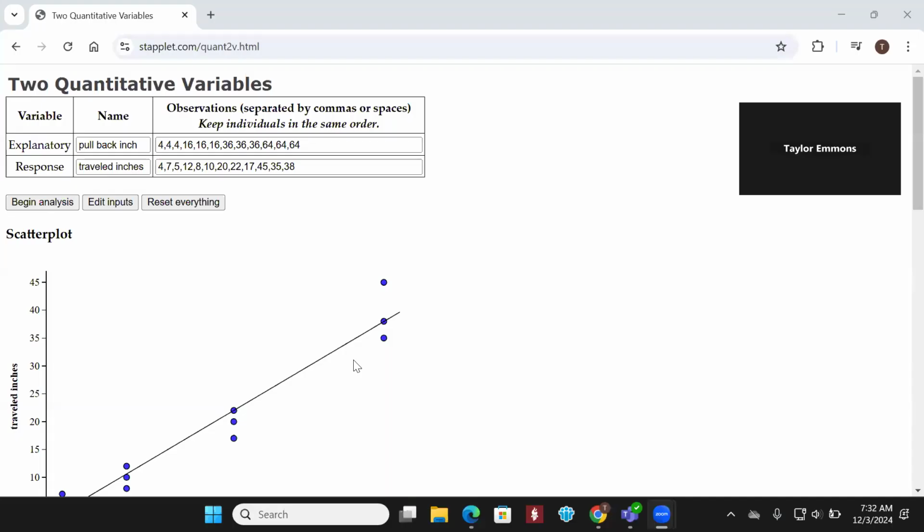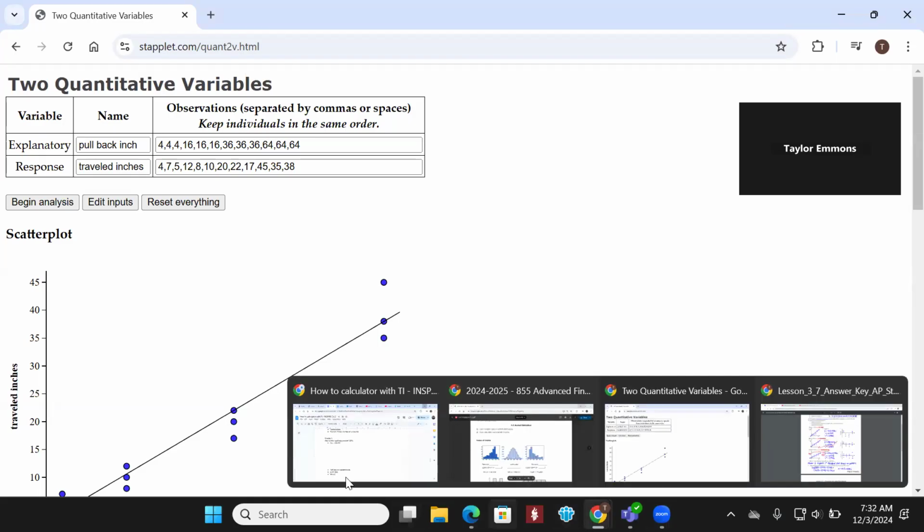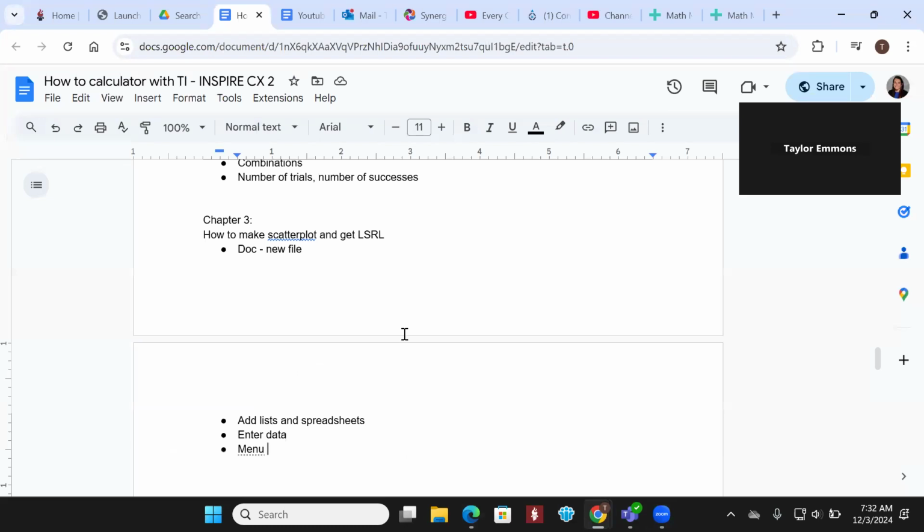Using your applet on your computer, I want you to try doing it in your calculator. So remember how you create your scatter plot: you go to document, you go to new file, you hit add lists and spreadsheets, you're going to enter your data. On model 3, you're putting in the x values like normal, but for your y values, you're going to do log of whatever the value is. Make sure that you locate where log is on your calculator because you're going to need it. All right, so go ahead and do that now.